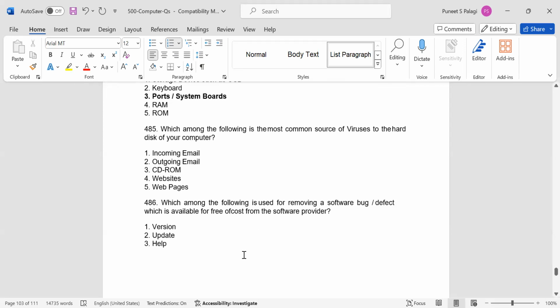Which among the following is the most common source of virus on the hard disk of your computer? Is it incoming email, outgoing email, CD-ROM, websites, or web pages? It is always incoming emails.